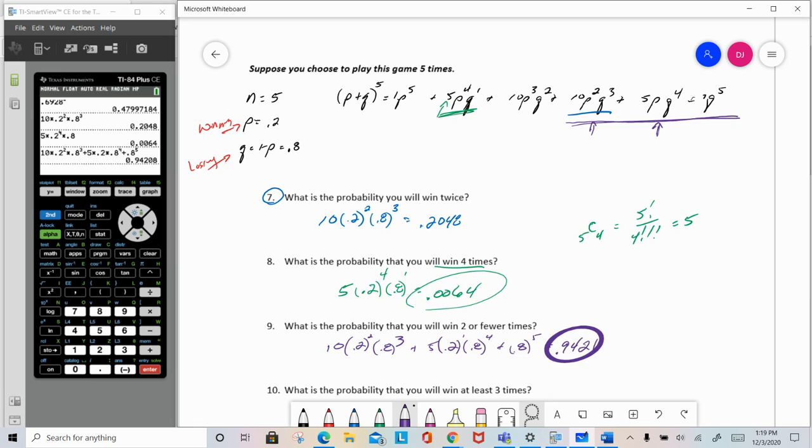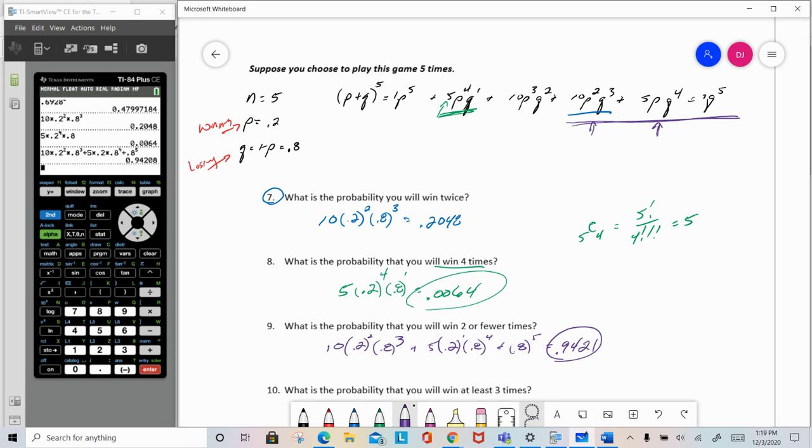0.9421. So the probability that, notice my probabilities are always 3 or 4 decimal places. 4 is better, 3 is okay. 2, no good. 1, no good. 5, you're being ridiculous. Okay, so the probability that I win 2 or fewer times would be 0.9421.